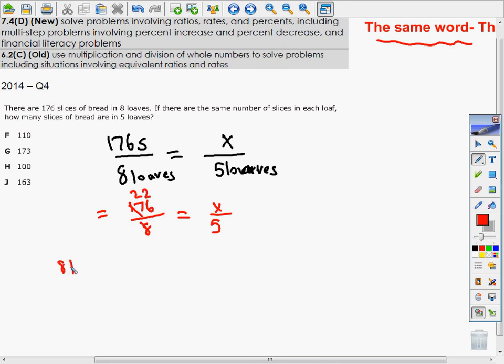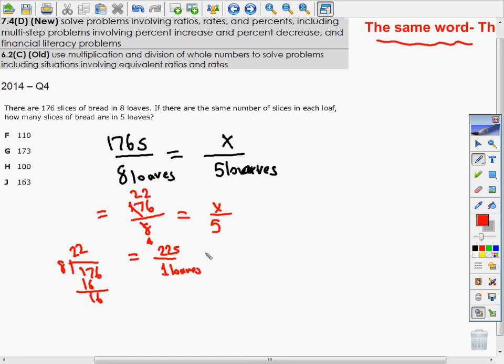Let me show here as well. What we did was 8 goes into 17 2 times, which is 16. 1 left. We bring down 6. 8 goes into 16 2 times. We get 22. And this is 1. Let me place here 22 slices for 1 loaf.